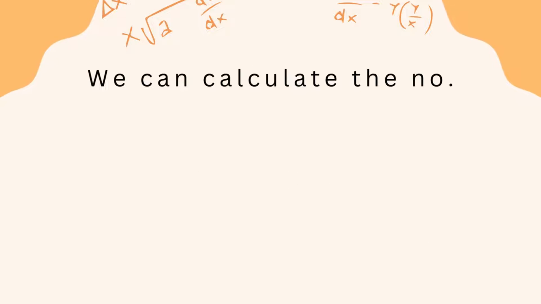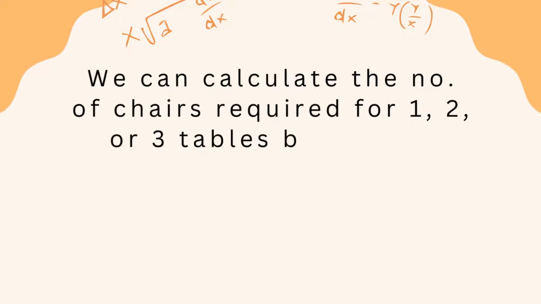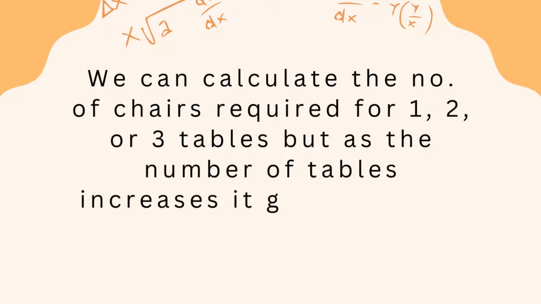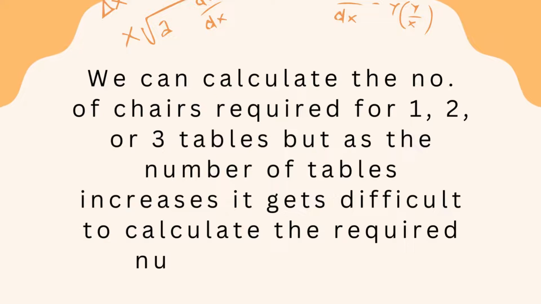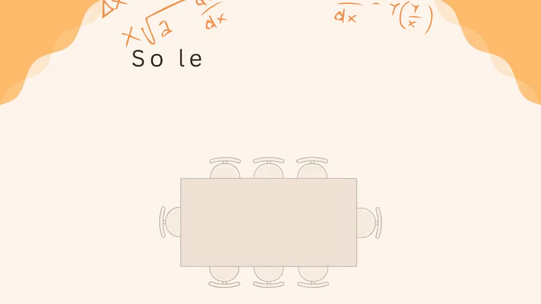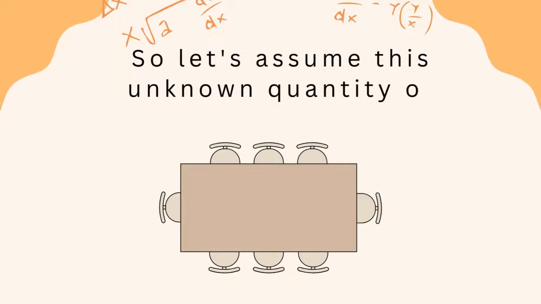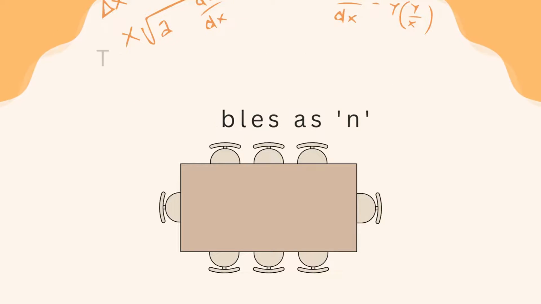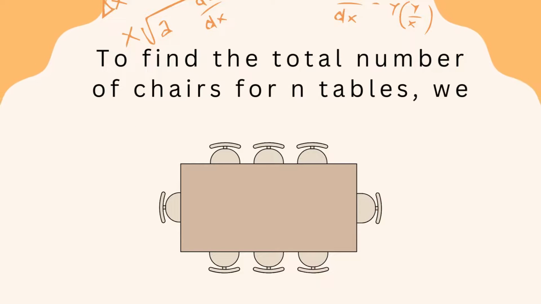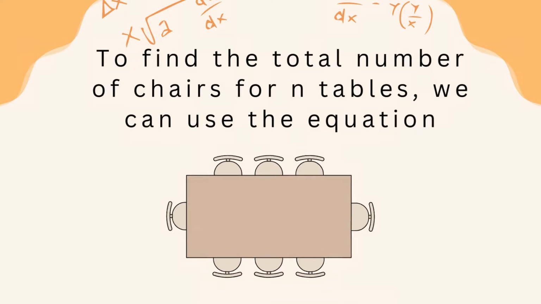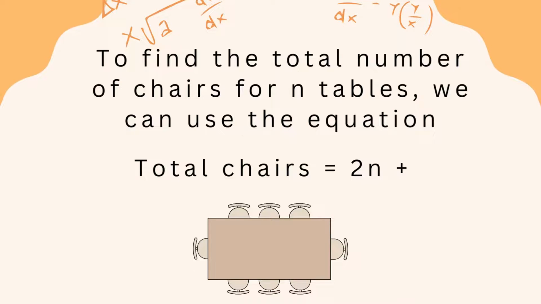This way we can calculate the number of chairs required for 1, 2 or 3 tables. But as the number of tables increases, it gets difficult for us to calculate the required number of chairs. So let's assume this unknown quantity of tables is n, which we have to find out, and make this equation from the pattern we have observed, that is, total chairs is equal to 2n plus 2. And to find out the total number of chairs for n tables, we can just use this equation and find out the number of chairs required for whatever number of tables we are given.